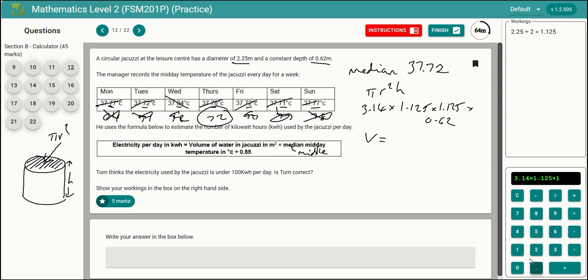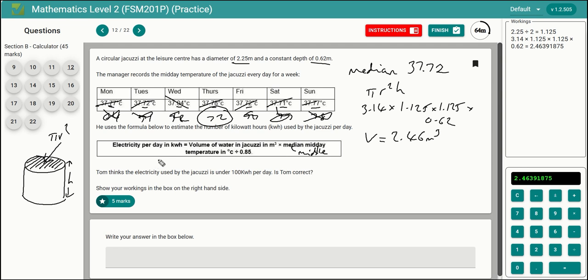Multiplied by 1.125 multiplied by 0.62. So there is our volume, and that is in meters cubed because all the other measurements were in meters. So we'll just call that 2.46 cubic meters.